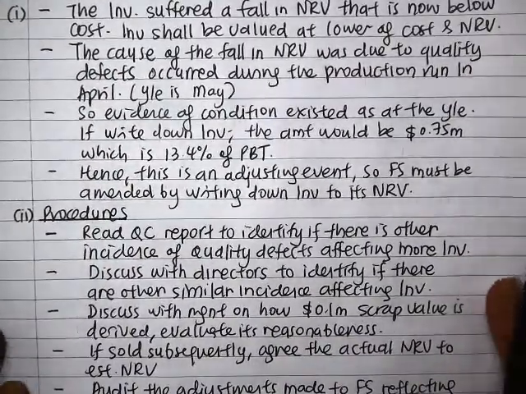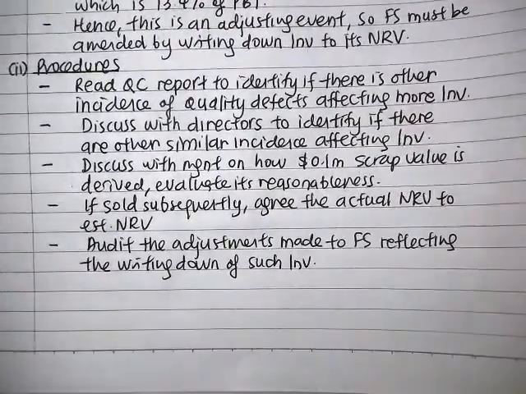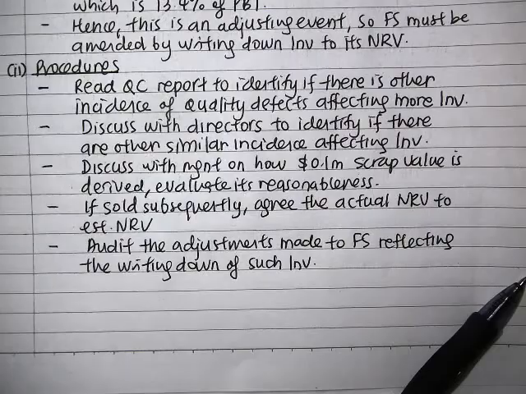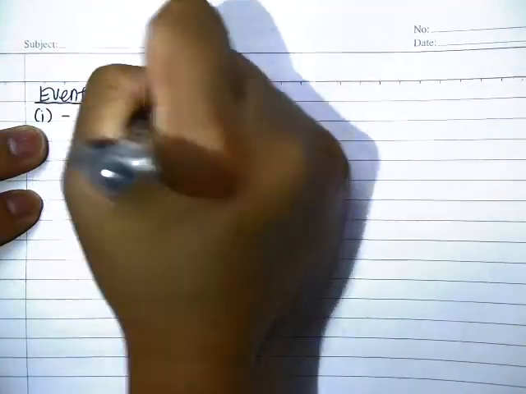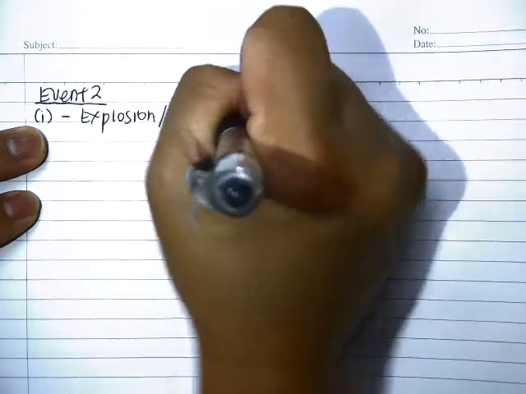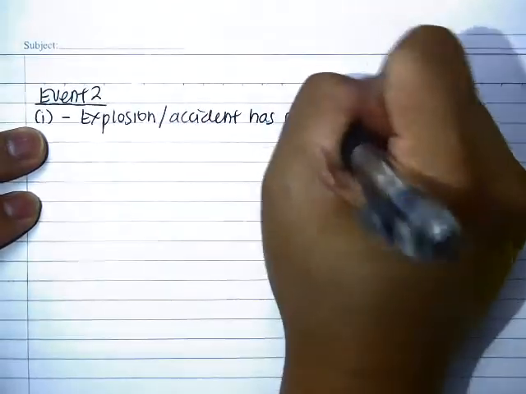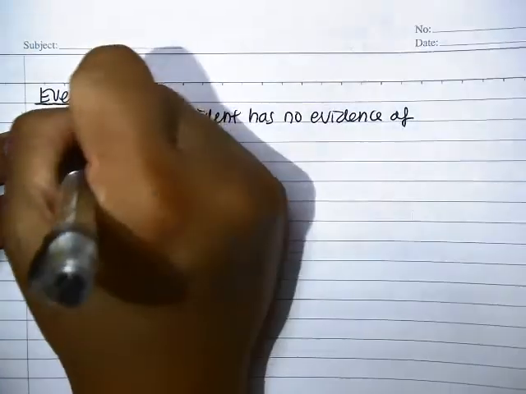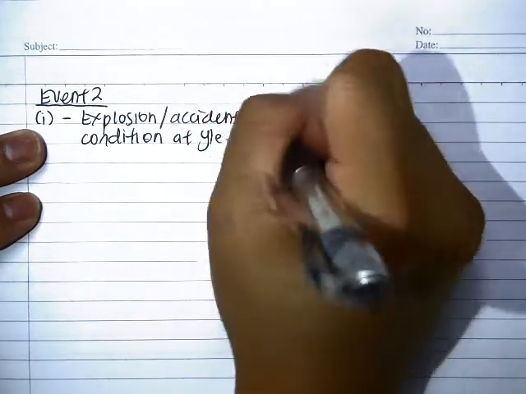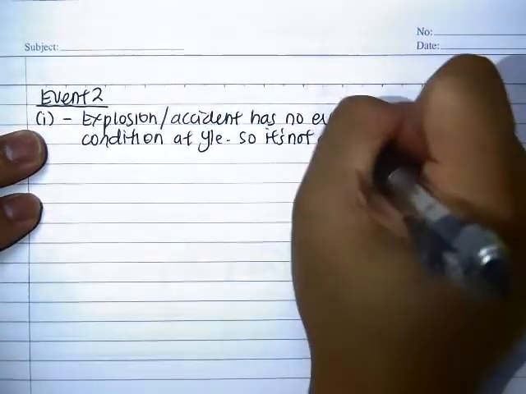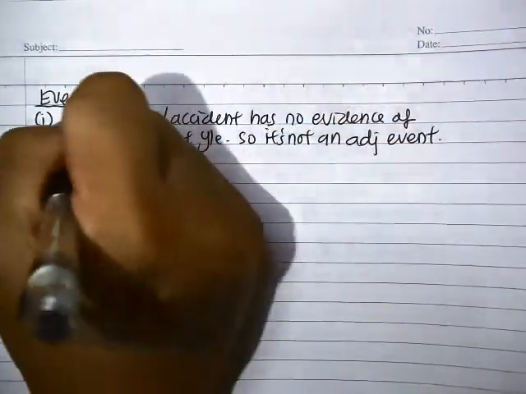So that's event 1. Now we move on to event 2. Now event 2 is the explosion. Explosion is like a form of disaster, so you should know that disasters will never be an adjusting event, correct? Now, the explosion or the accident has no evidence of condition at the year end, so it is not an adjusting event.